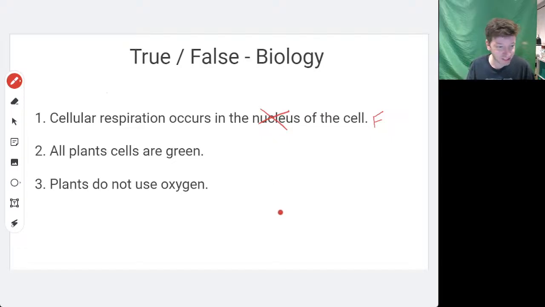All right, question two. All plant cells are green. This is also false. If any of you have ever eaten a carrot, which I assume you have, you know they're not green. So no, not all plant cells are green. Plant cells do not use oxygen. Oh, these are all false. Yes, although plants do undergo photosynthesis, they also undergo cellular respiration. Okay, so those are all false.